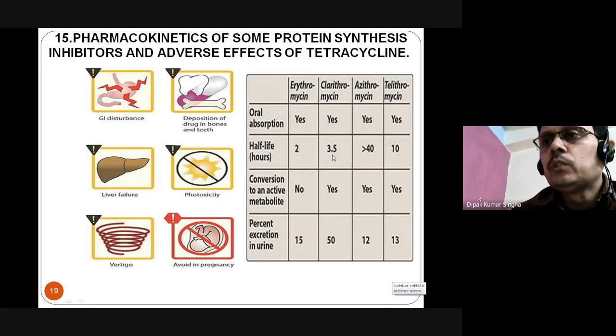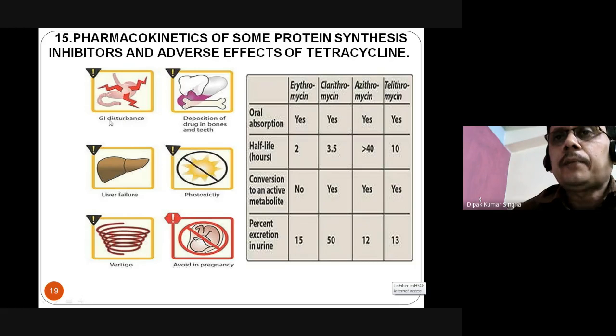Half-life 3.5, greater than 40 and 50. তার মানে azithromycin is better. সেই জন্য দেখো azithromycin OD আর বাকি সব কিন্তু BD করে. And conversion of the active metabolites, no, yes. And parent excretion urine 15 মানে glomerular filtration rate.